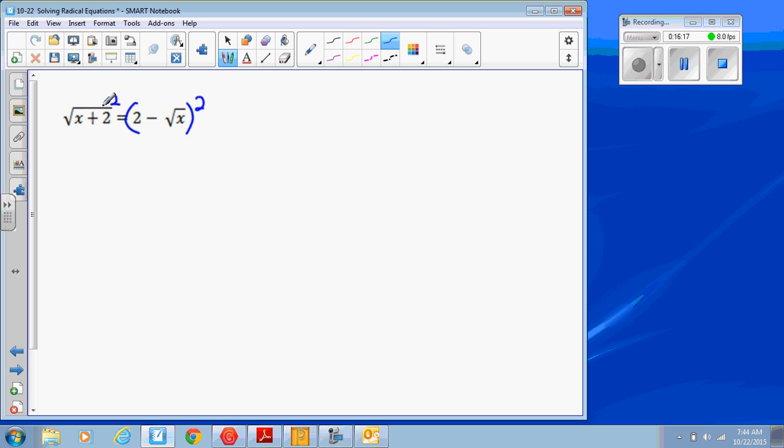The left side, the square of the square cancels. That's pretty simple to do. The right side is a little confusing, because now I have 2 minus the square root of x times 2 minus the square root of x. Remember, we can't just square 2 and square root of x and put 4 minus x. That doesn't work that way.